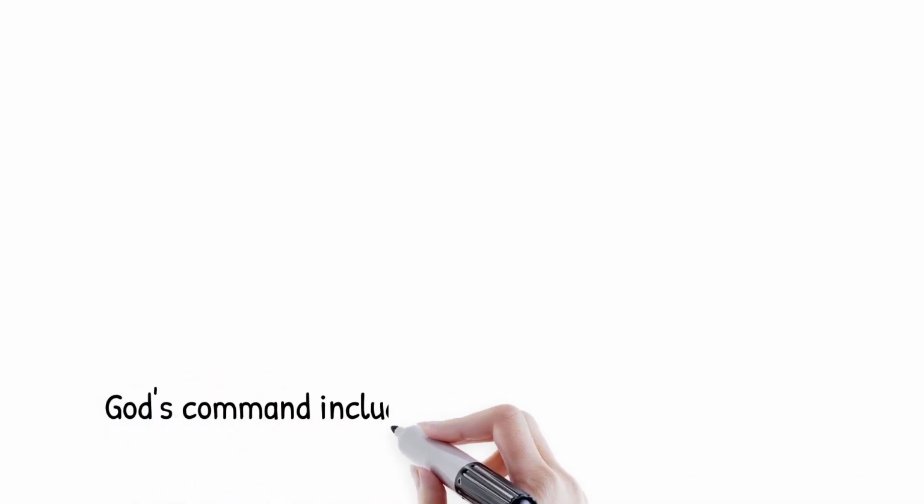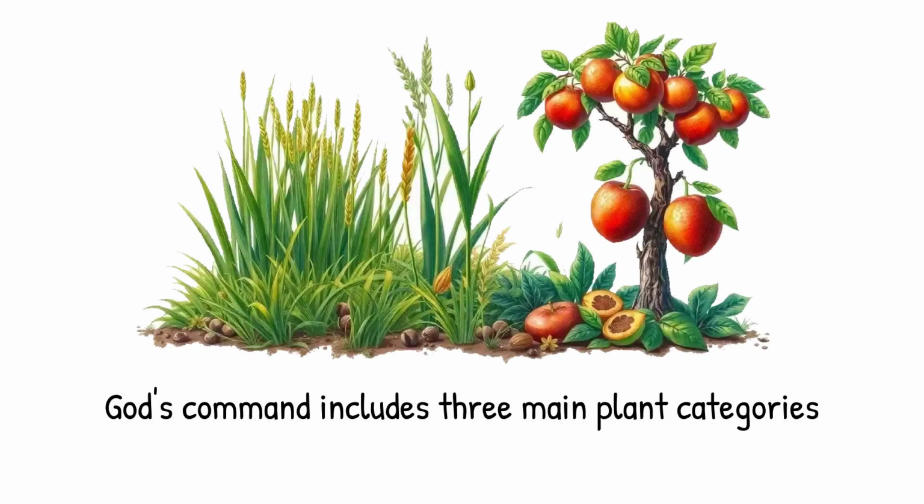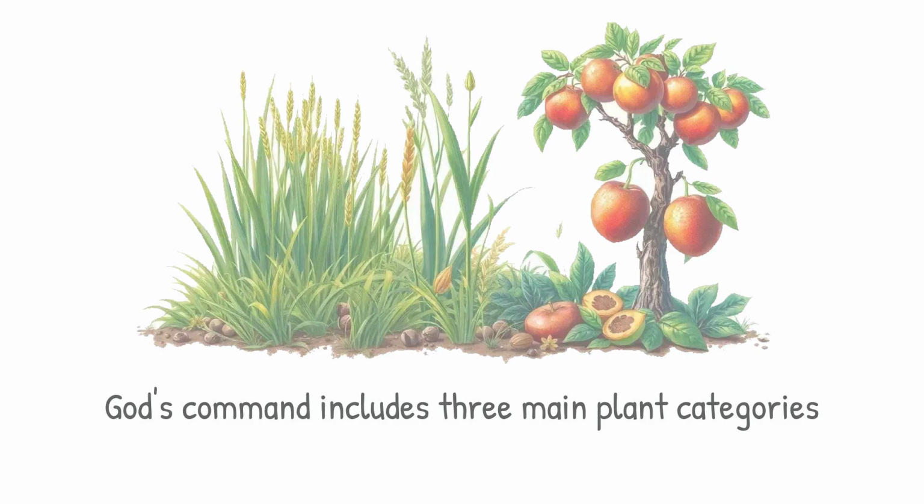What exactly does God command? The verse has 3 main plant categories. Grass or green plants covers general ground-covering vegetation. Herb-yielding seed means seed-bearing plants like grains and crops. And fruit tree bearing fruit with seed in it covers edible fruit trees with seeds.